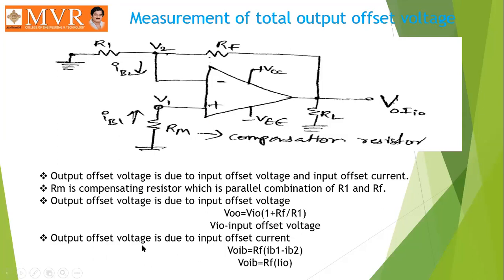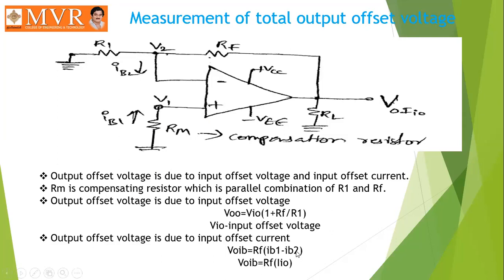And next, we are going to see the output offset voltage due to input offset current, or input bias current we can consider. Here we have two input terminals, that is IB1 as well as IB2. So first we are going to consider IB1 as well as IB2. The output offset voltage due to the current will be given by VOIB, which is equal to RF into IB1 minus IB2.